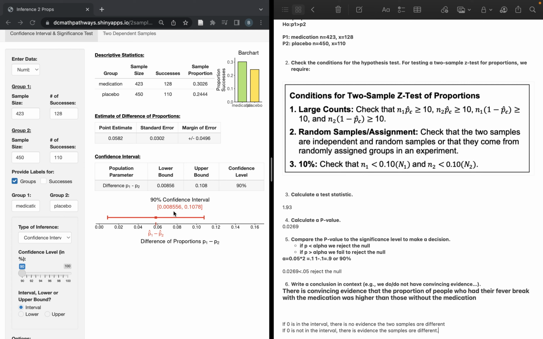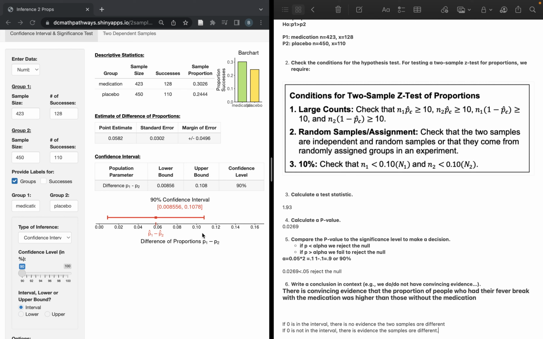So in this case, both of these are greater than 0. 0 is not in the interval, so that means there is evidence that P1 is greater than P2. So that's what it tells us. There is evidence that the first sample is greater than the second. If 0 was in this interval, what it would be telling us is the sample proportions are too close together. That means we do not see any difference between the two groups.